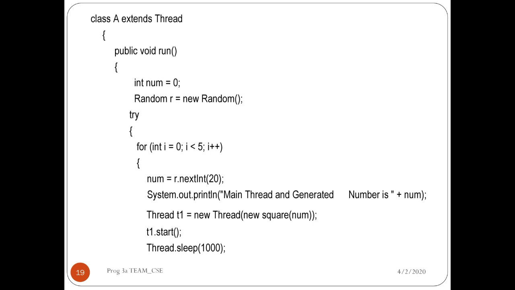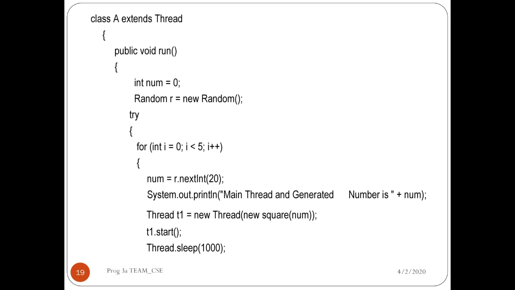Next, inside the for loop, num is equal to r.nextInt(20). So what is the meaning of this? r is a random object which gets a random integer value in the range from 0 to 20. r.nextInt means get some integer value in the range and store the value into num. So num contains the random value. Next we will display the message: the main thread and generated number is, and whatever number is generated will be displayed here.